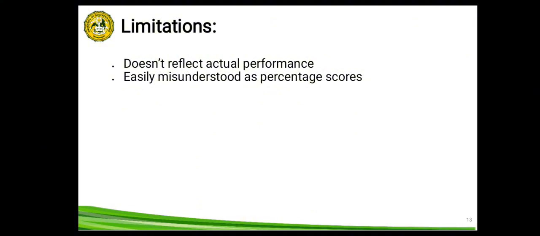And the second one is easily misunderstood as percentage score. So people often confuse a percentile score with a percentage score, but they are not the same. An 85th percentile means you did better than 85% of people. It does not mean you got 85% of the answers right. So, for example, a person could be in the 85th percentile with a score of 65 depending on how others perform.